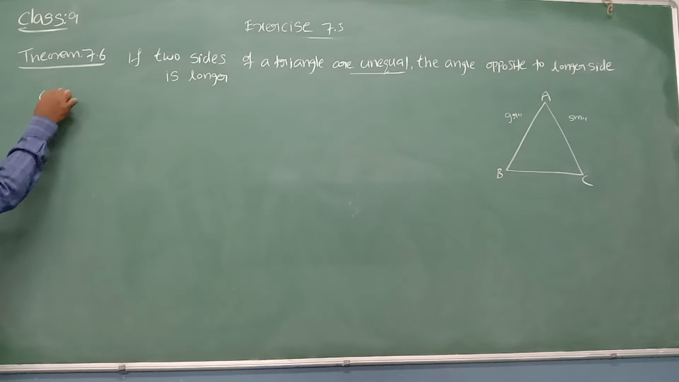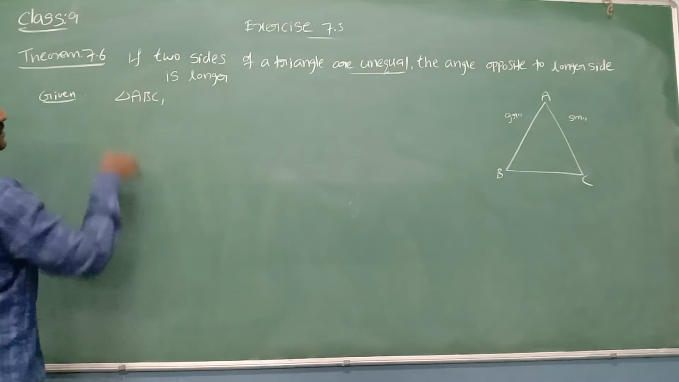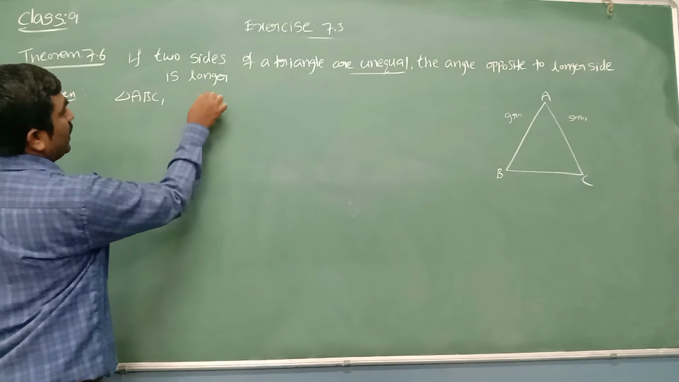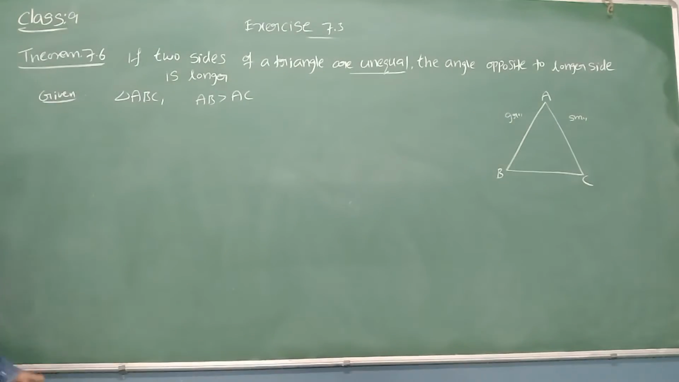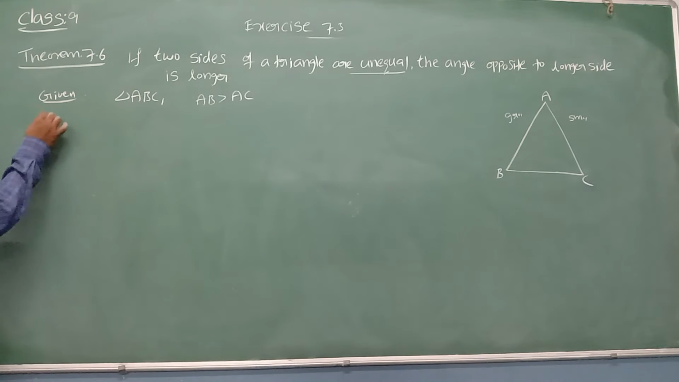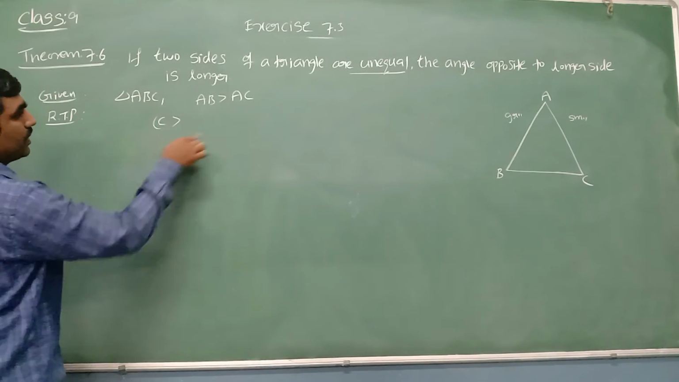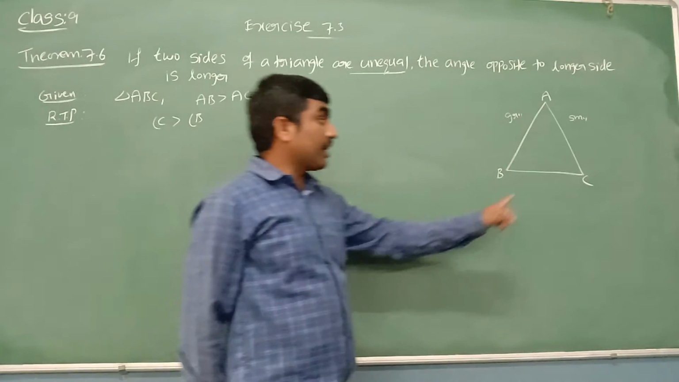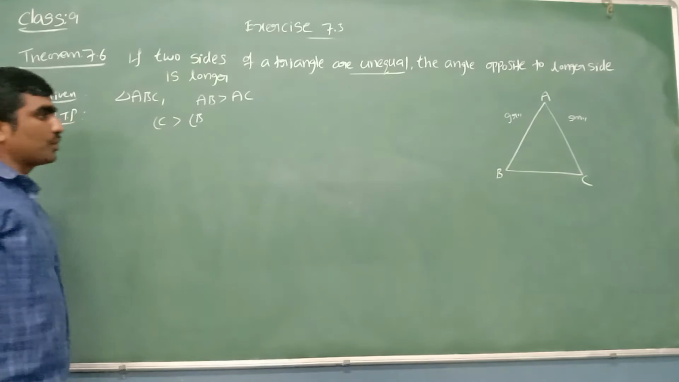First we'll write what is the given data. Given that in triangle ABC, two sides are unequal. Unequal means one is greater, one is smaller. I am taking AB greater than AC. Now what is the RTP? What are we required to prove? We have to prove that opposite of AB, angle C, is greater than opposite of AC, angle B. So we have to prove that the angle which is opposite of the greater side is the greater angle.